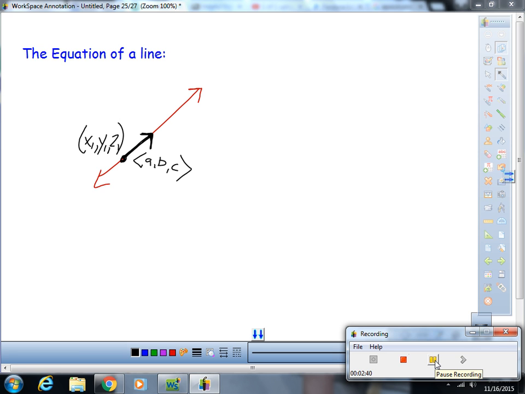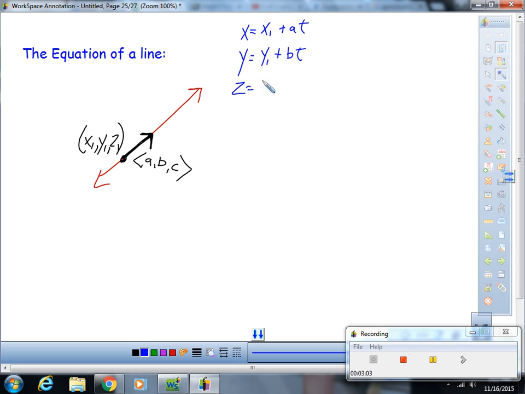Well, from here is where it got weird, if you remember this. We would start with these parametric equations. So you'd say x equals x1 plus at, y is equal to y1 plus bt, and z is equal to z1 plus ct, where x, y, and z describe every point that is on this red line. x1, y1, and z1 are our initial point that we knew, and a, b, and c are called the direction numbers.